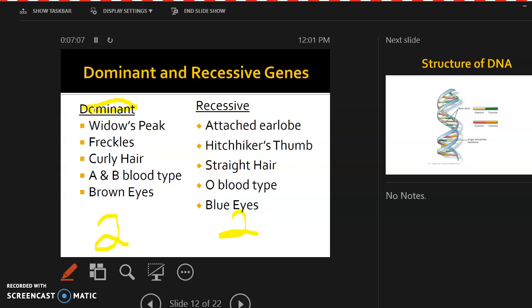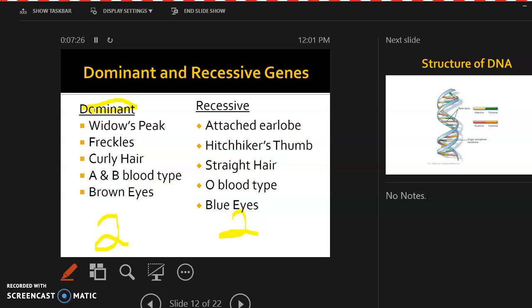So, for example, I have brown eyes. My mom has brown eyes, but my dad has blue eyes. So the brown eyes is dominant, okay? It was a dominant gene that was given. Freckles. I have freckles, okay? So that was a gene. My mom has freckles as well. So that was a dominant gene that was given to me.